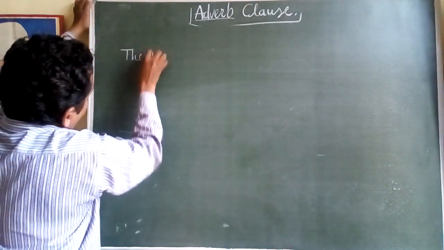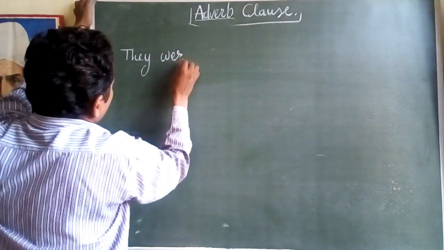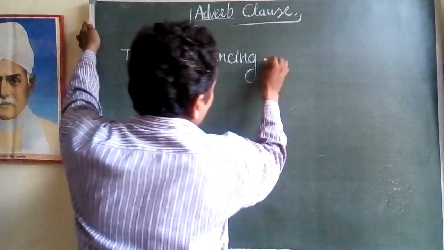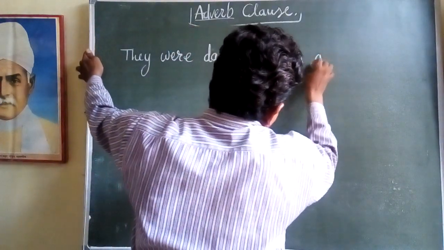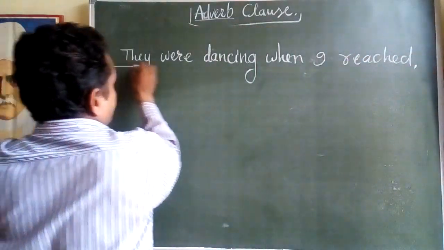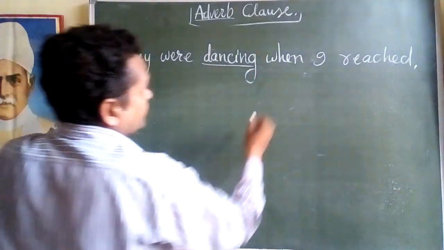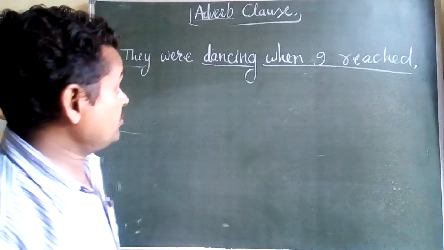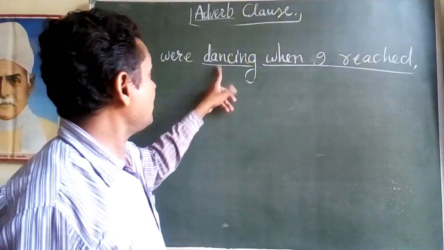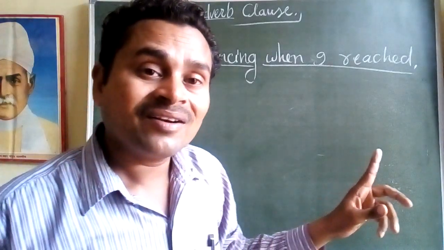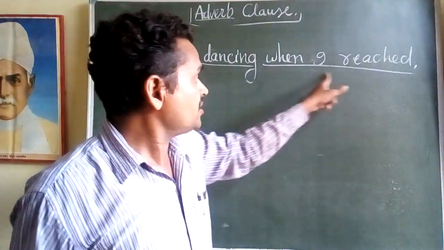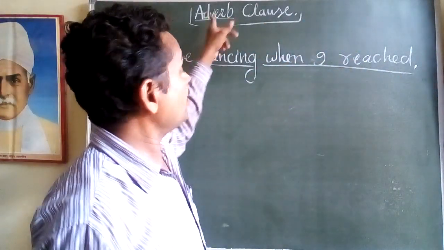They were dancing when I reached there. This means this sentence. This is dancing. So this is a clause. Which clause? Adverb clause. Why? Because this whole sentence is qualifying dancing. What was he doing there? What was he doing? He was dancing. So this clause is called adverb clause.